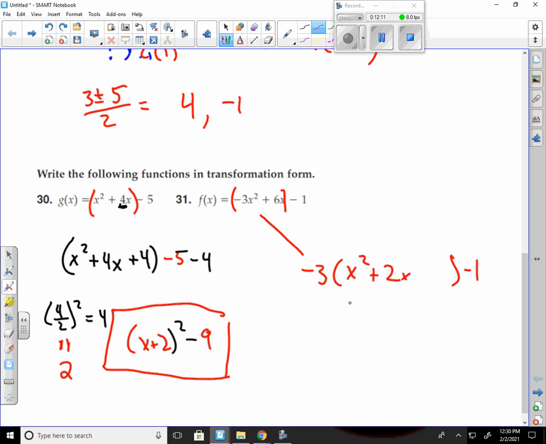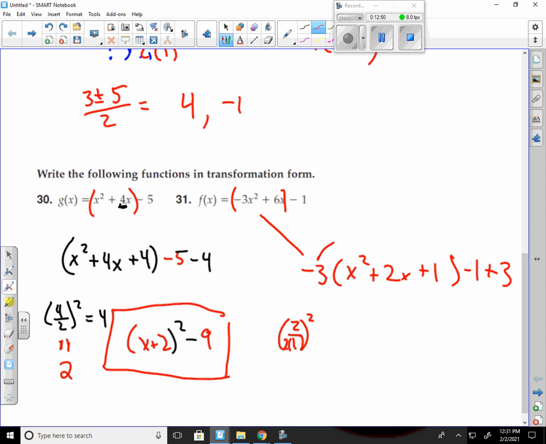Now I do my b over a and square it. I'm sorry, it's 2 over 2 times 1, squared, which is my thought process. 2 over 2 is 1, 1 squared is 1, so I'm adding a 1 here. Now, because I had a negative 3 times that, it's really subtracting a negative 3, so I need to add a 3 outside of here.